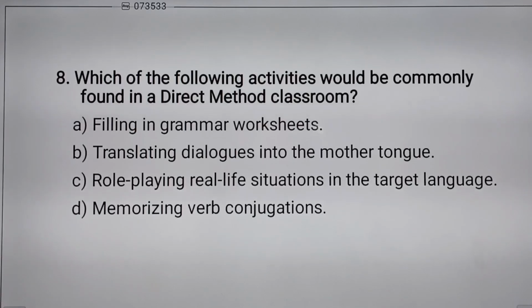Next, which of the following activities would be commonly found in a direct method classroom? A. Filling in grammar worksheets. B. Translating dialogues into the mother tongue. C. Role-playing real-life situations in the target language. D. Memorizing verb conjugations. The right answer is C. Role-playing real-life situations in the target language.